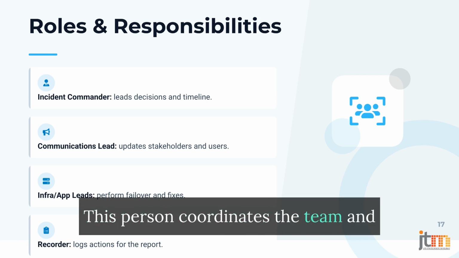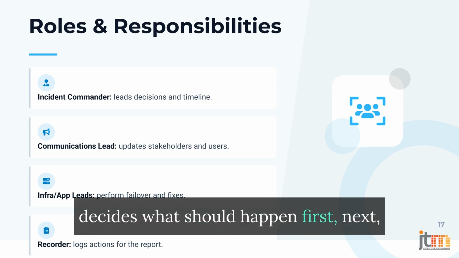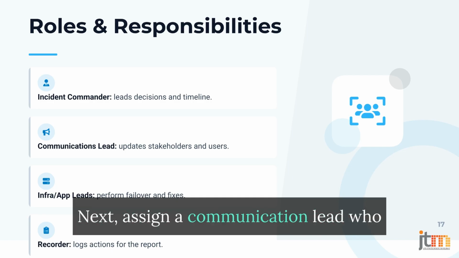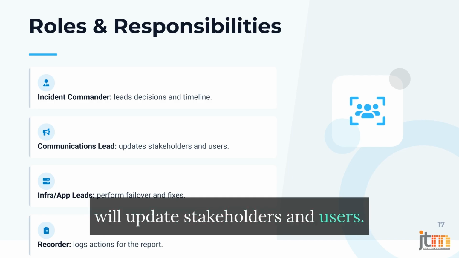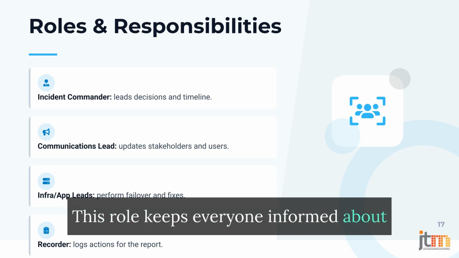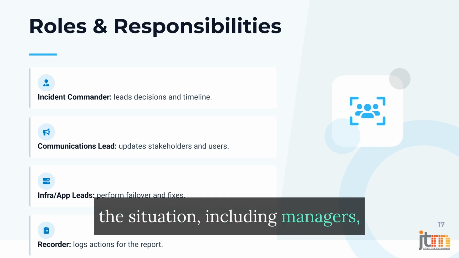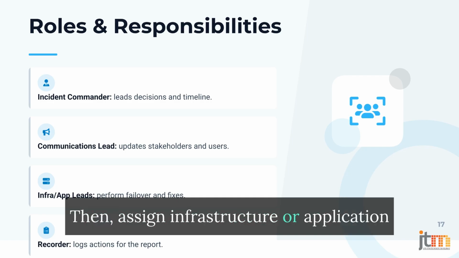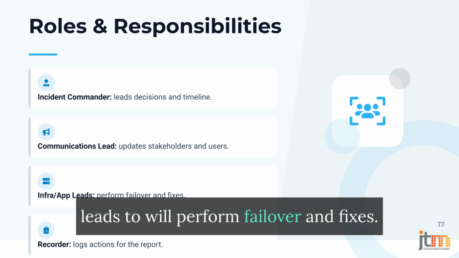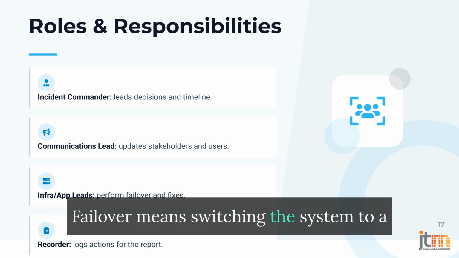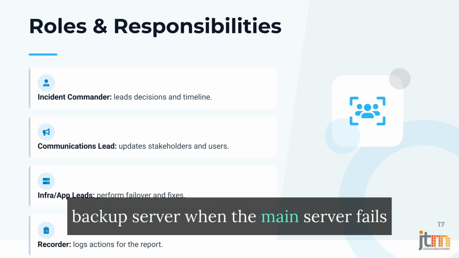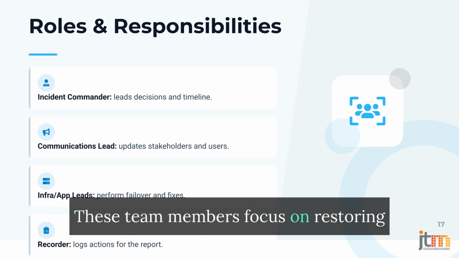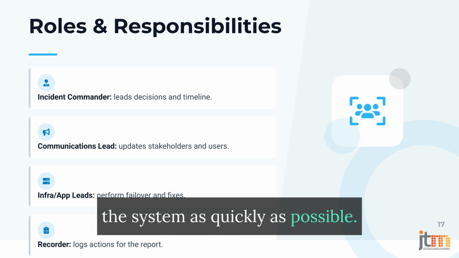This person coordinates the team and decides what should happen first, next, and later during the incident. Next, assign a communication lead who will update stakeholders and users. This role keeps everyone informed about the situation, including managers, customers, or system users. Then, assign infrastructure or application leads who will perform failover and fixes. Failover means switching the system to a backup server when the main server fails so the service can continue running. These team members focus on restoring the system as quickly as possible.